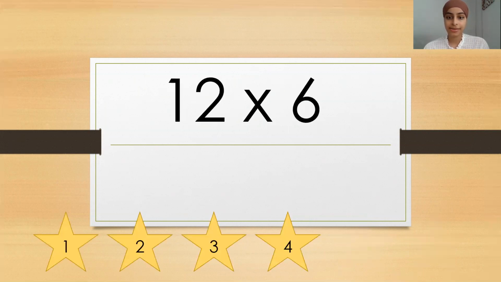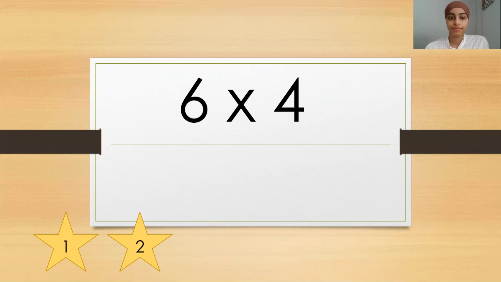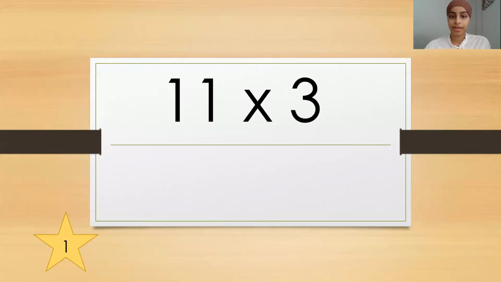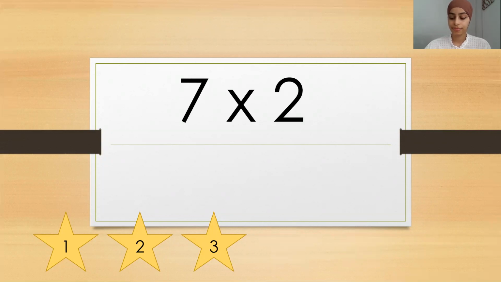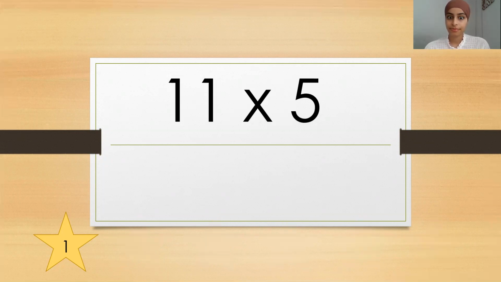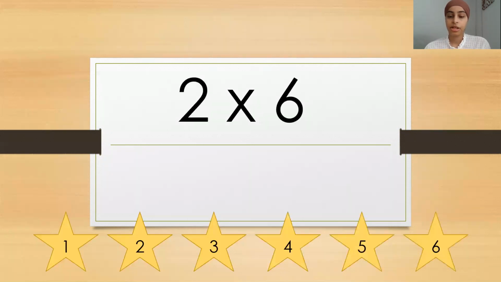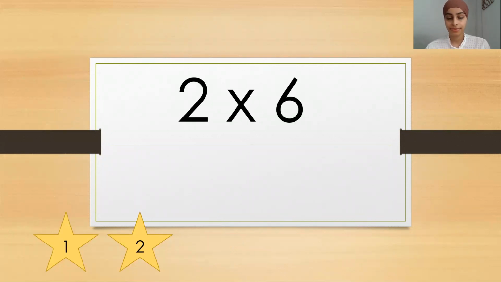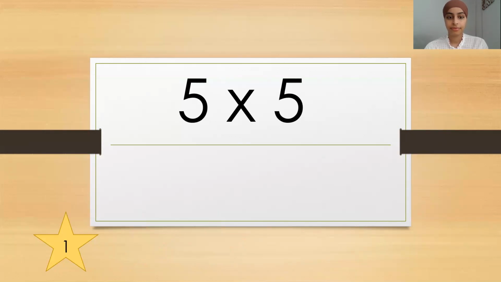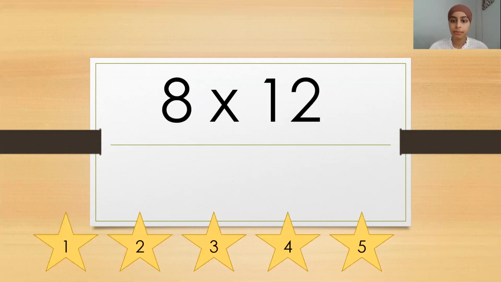12 multiplied by 6. 6 multiplied by 4. 11 multiplied by 3. 7 multiplied by 2. 11 multiplied by 5. 7 multiplied by 12. 2 multiplied by 6. 5 multiplied by 5. 4 multiplied by 7. 8 multiplied by 12.